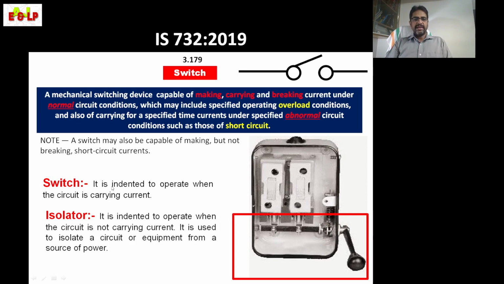Switch means it is intended to operate when the circuit is carrying current. Means it can be operated when there is current. But an isolator is intended to operate when the circuit is not carrying current. It is used to isolate a circuit or equipment from a source of power. Means its purpose is to isolate. Anyway, we will go deeper into isolator, and some other requirements will also be discussed later.